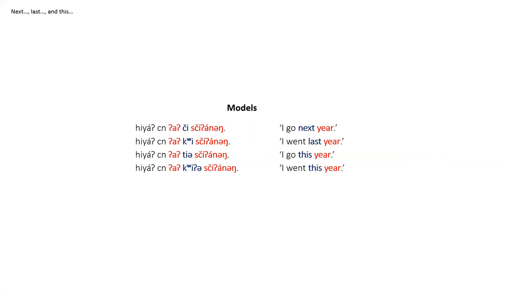In the model, jianing means year. Use qi to refer to next year, qui for last year, tia for later this year, and quia for earlier this year. Other time expressions can be substituted for jianing.